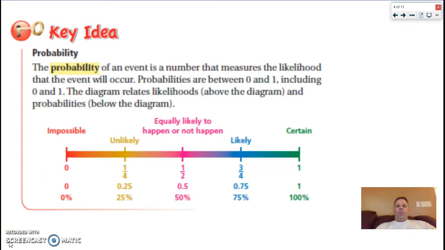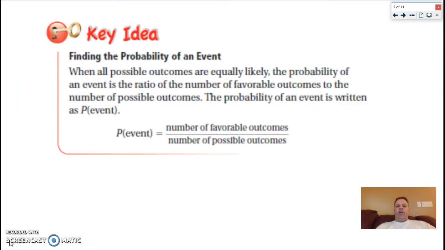So in review, the probability of an event is a number that measures the likelihood that the event will occur. Probabilities are between 0 and 1, including 0, which is impossible, and including 1, which means it is certain to happen. Don't forget we have unlikely at 1/4 or 25%, equally likely at 1/2 or 50%, and likely at 3/4 or 75%. We also learned about finding the probability of the event, where the probability of that event is the number of favorable outcomes divided by the number of possible outcomes.